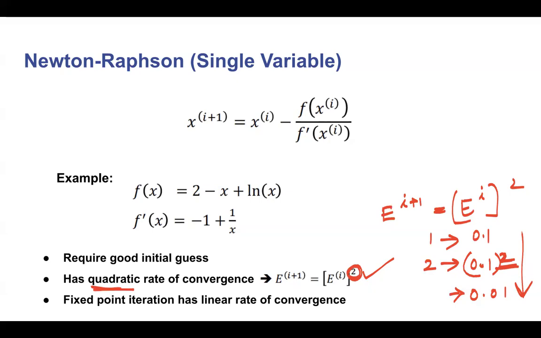So this method also, just like the fixed point iteration, needs a good initial guess. The function form is fixed, but the initial guess is very, very important. The fixed point iteration has a linear rate of convergence, but the Newton-Raphson method has a quadratic rate of convergence. This is faster than fixed point iteration. Is the method clear? I'll show the code now.